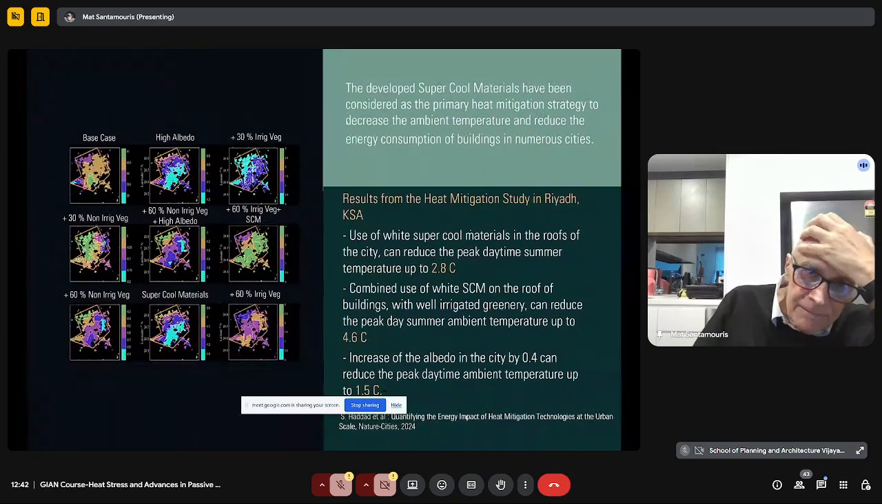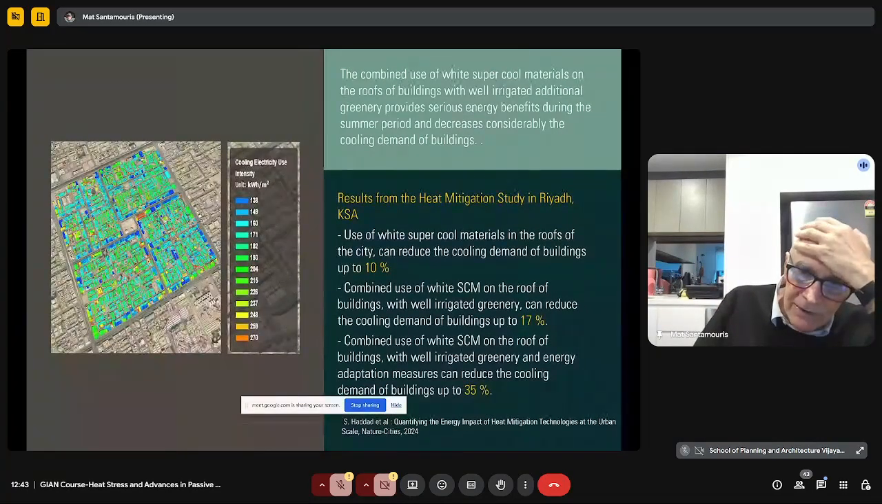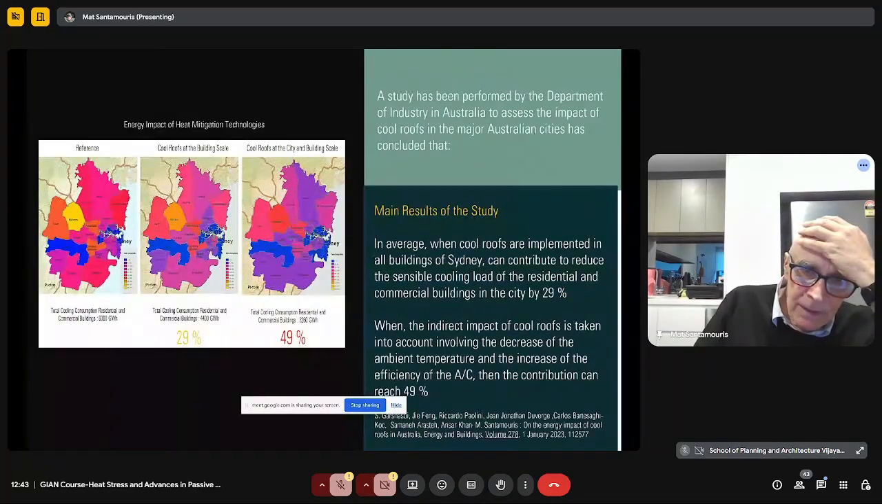I presented it to you yesterday, where we used the Supercool materials on the roof of the buildings, and together with some greener techniques we succeeded in decreasing the peak temperature by up to 4.5%, and also decreasing the energy consumption of the building by 17 to 35%, depending on the materials. I have already discussed that.